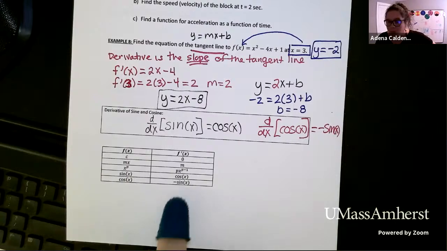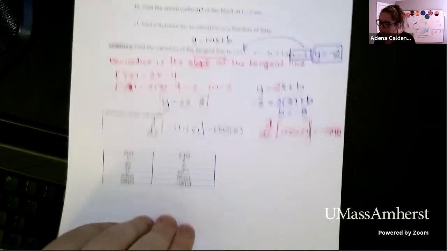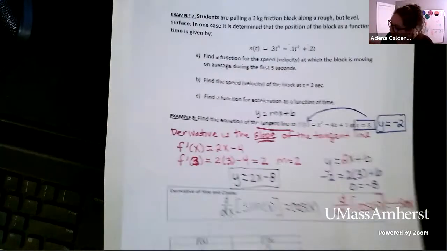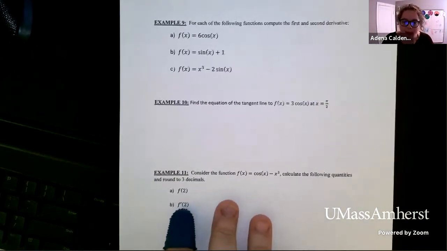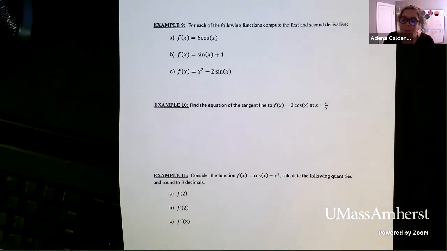Okay, so we add those to our list of rules, and we want to do a little tiny bit of practice with sine and cosine. We will skip example 9. I think example 10 will be more important because, again, it's a find the equation of the tangent line.